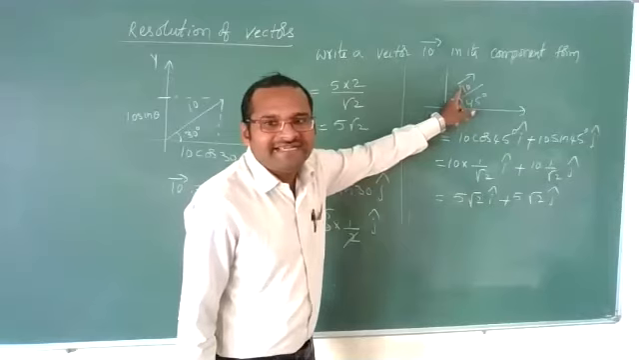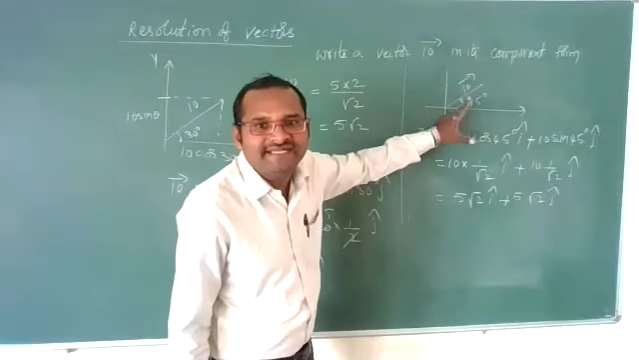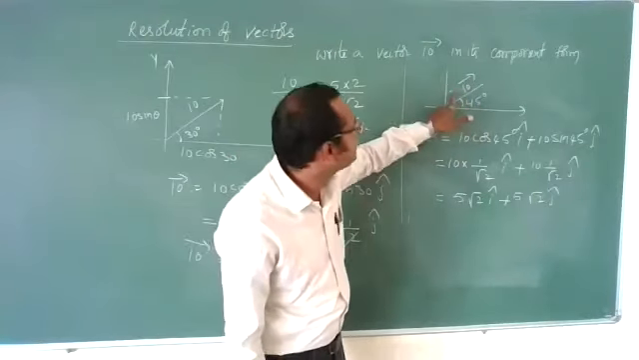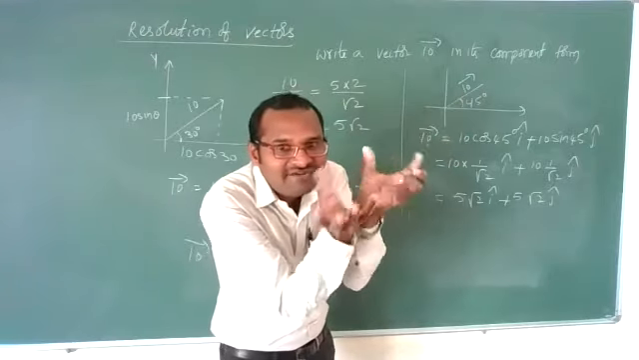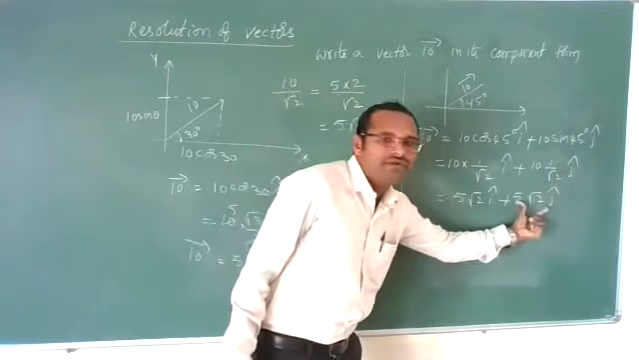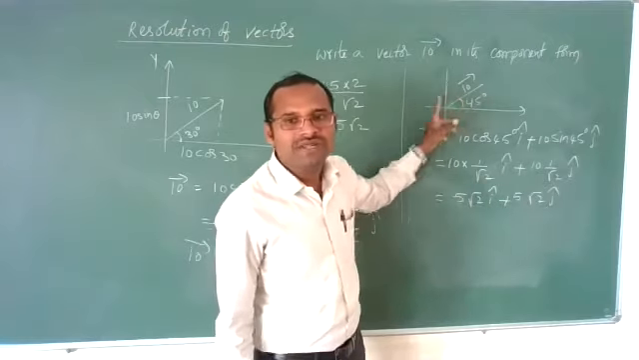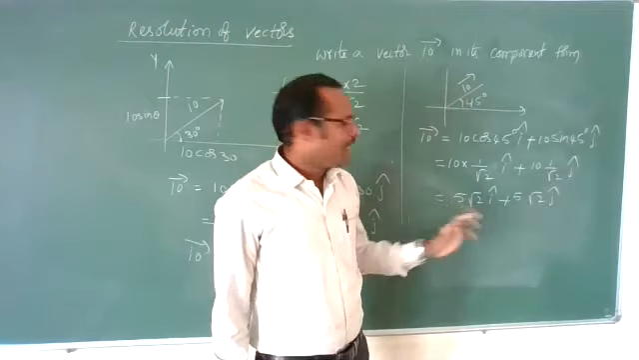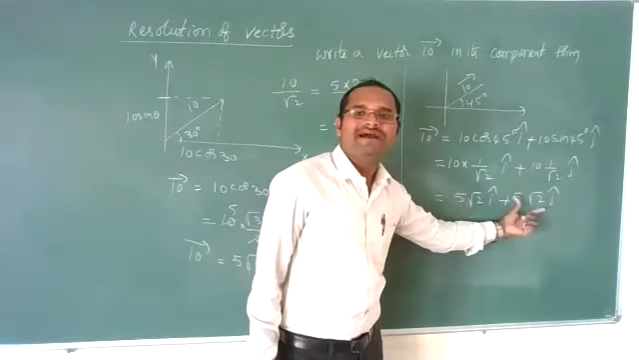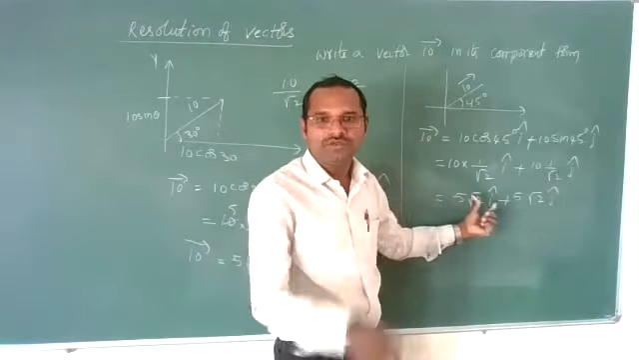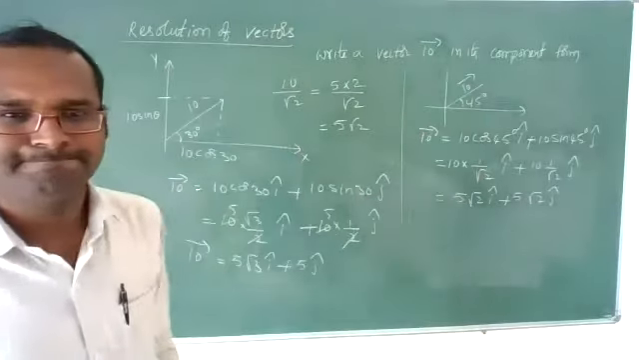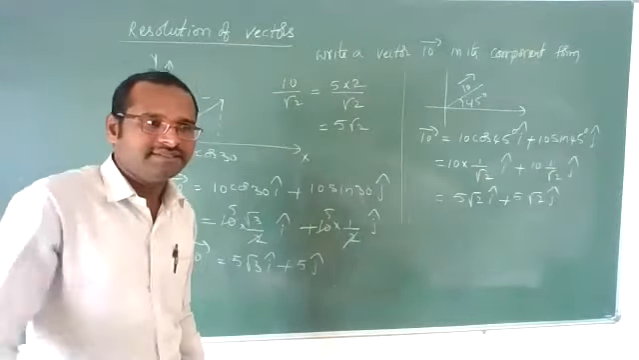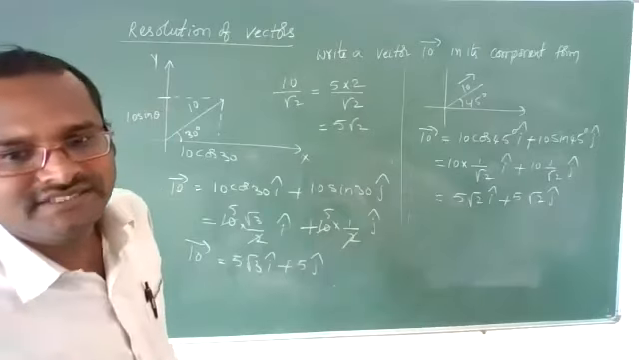This means when the vector 10 makes an angle of 45 degrees, it is equally divided: 5 root 2 along the x axis and 5 root 2 along the y axis. Again, if you take the square of these two, add and take the root, you will get the same value. If you want to check it. Got it? Is this point clear?